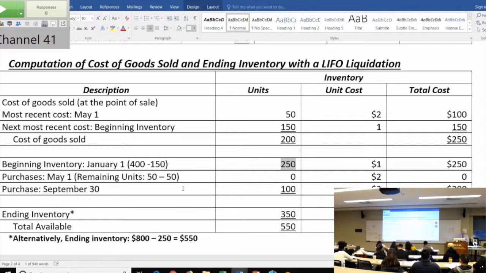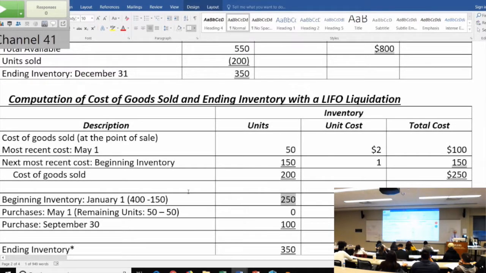So the first and most important question for us is whether or not you see the liquidation. Okay, we want to make sure you see the liquidation.